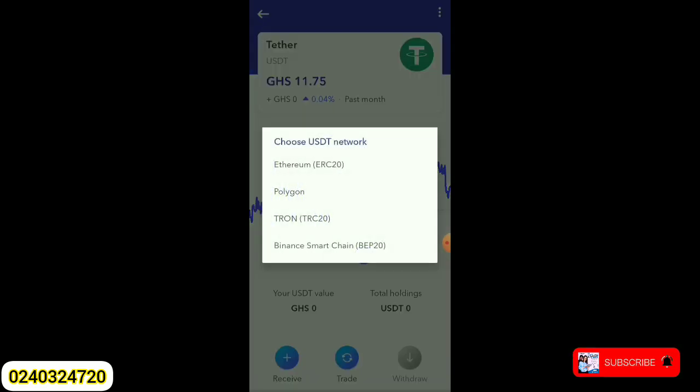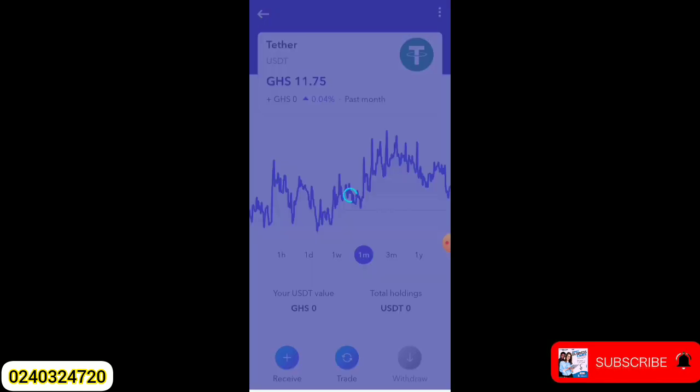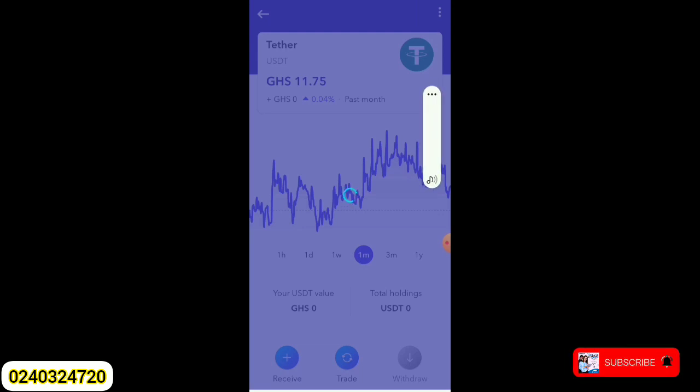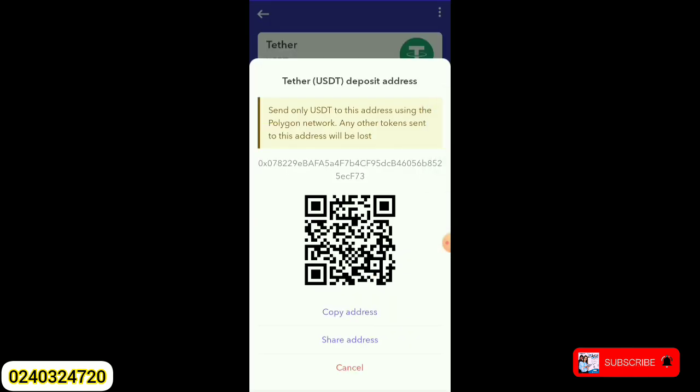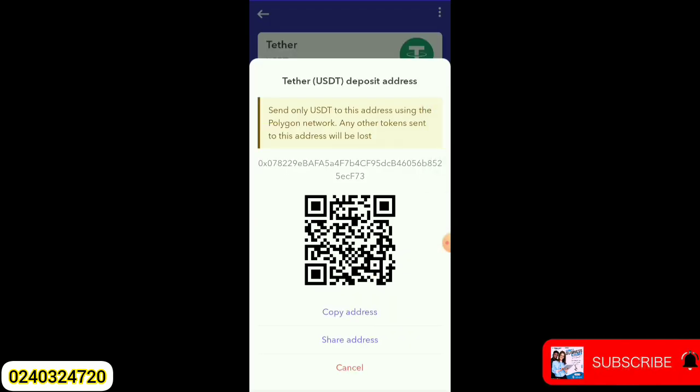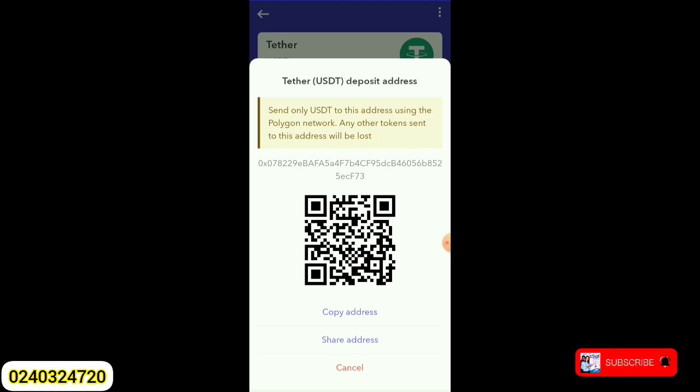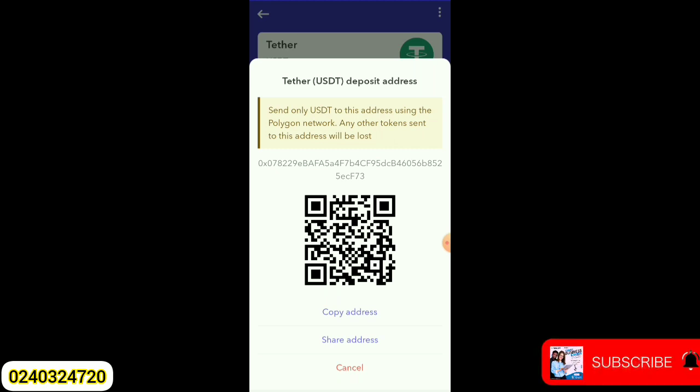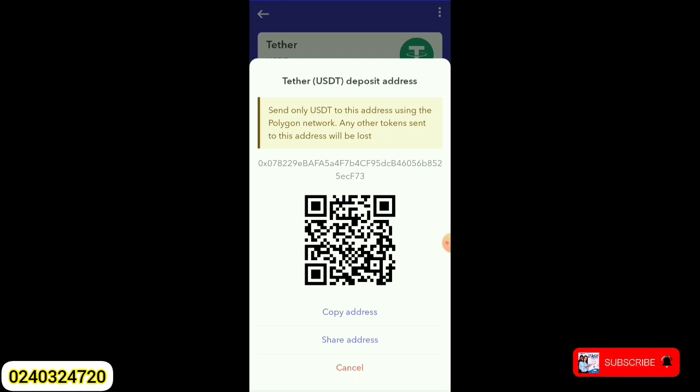So if I click on receive and click on Polygon, the address wasn't available. I don't know whether it is available today. Let's wait and see, because they told me they were working on it. Okay, right now it's available. So I can scan or copy the address. So this one too is there to receive USDT from the Polygon network.